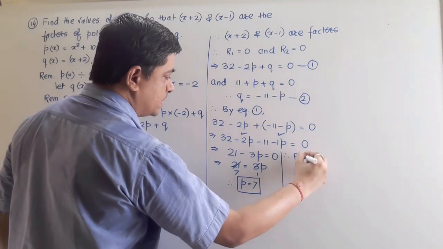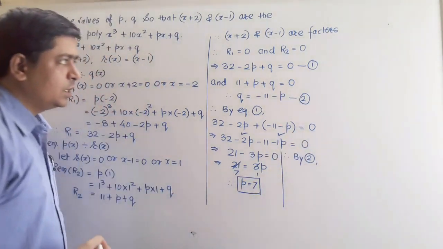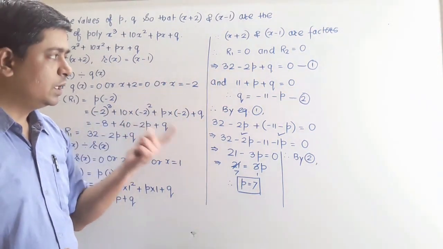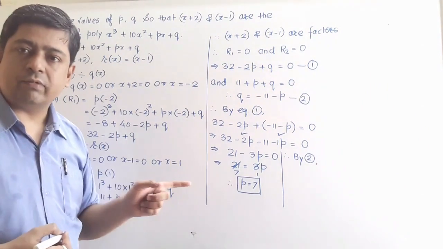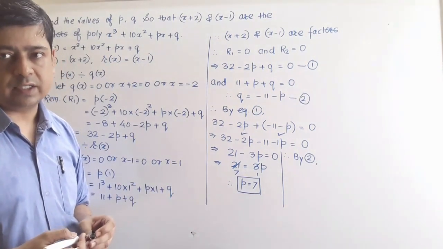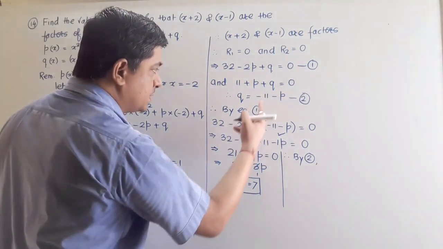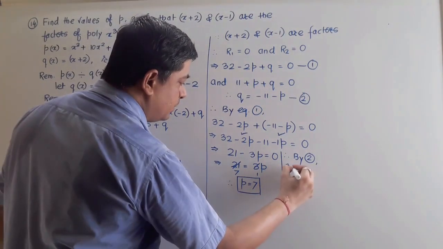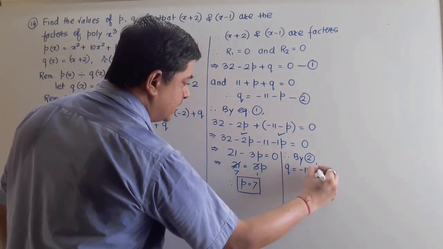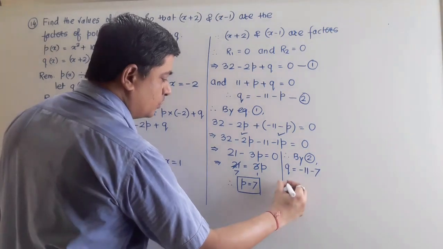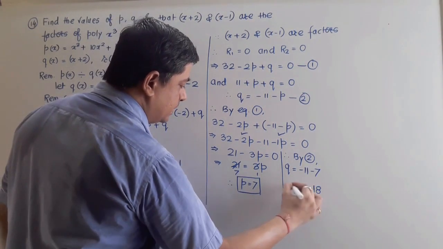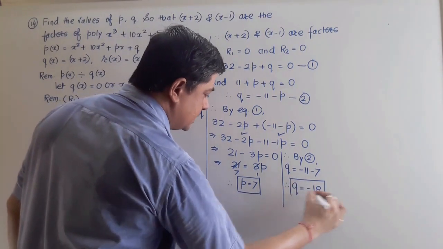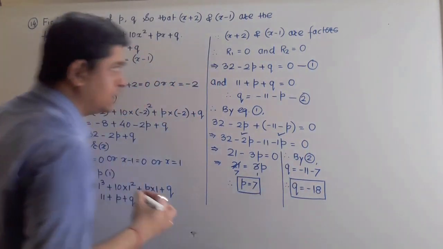Okay. So in the second equation I am putting, you can put in the first equation also, there is no problem, you put in the second equation only, any of the equations you put, but we'll take that equation which is more comfortable to us. Okay, so p equal to 7 I am putting here. So q will be equal to minus 11 minus 7. Okay, so we can say that q will be equal to minus 18. This is your second value required in the question.